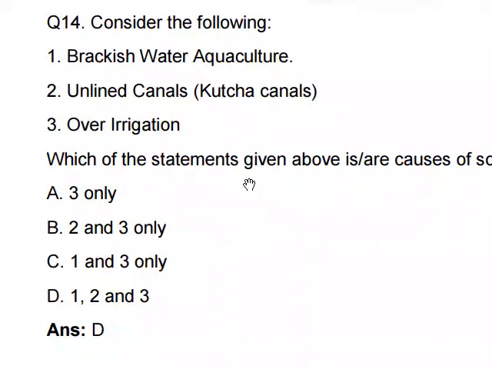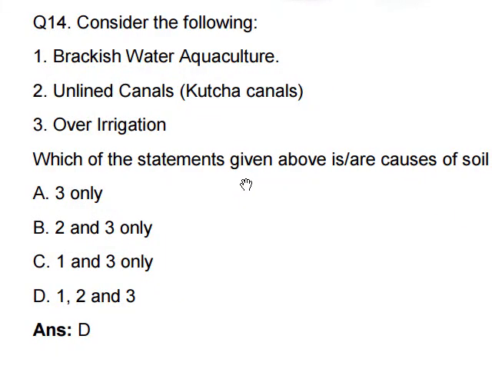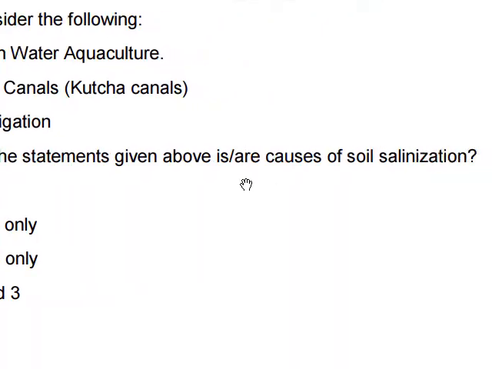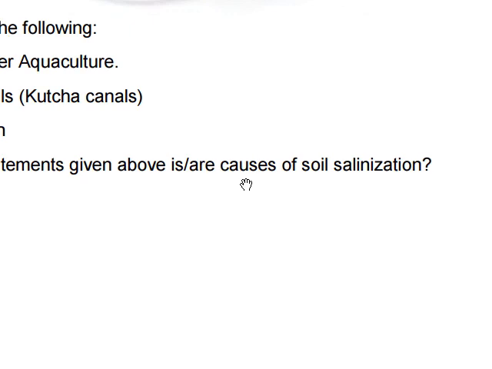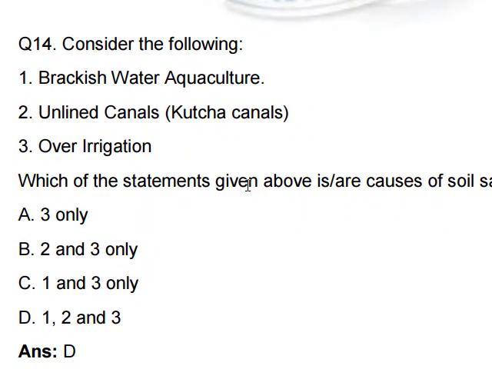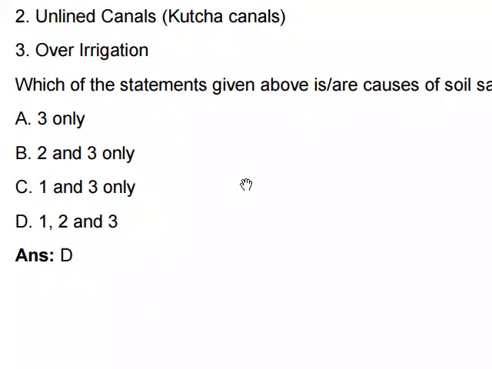Next, consider the following statements: brackish water aquaculture, unlined canals, Kutcha canals, and over irrigation. Which of the following given above are causes of soil salinization? So all are causes of soil salinization.